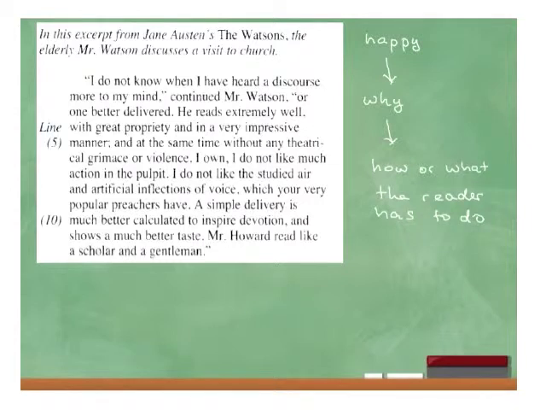We do not know the author's opinion. So the author himself is unbiased. The author is unbiased. He's simply narrating it.